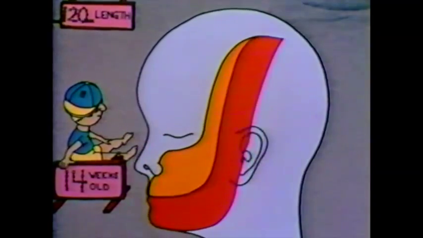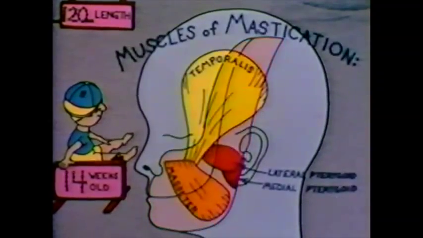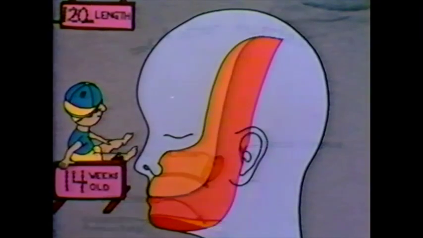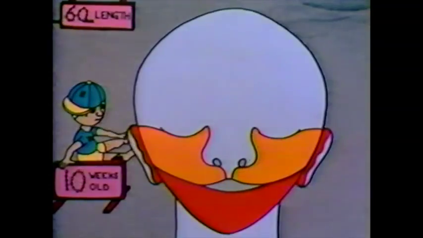By the 14th week, the fetus no longer looks like such a monster and is about 5 inches long. From the first arch mesoderm, 8 muscles are derived, 4 of which are the muscles of mastication. All of these muscles are innervated by the trigeminal nerve, but the muscles of facial expression aren't. They're derived from the 2nd arch and are innervated by the facial nerve.